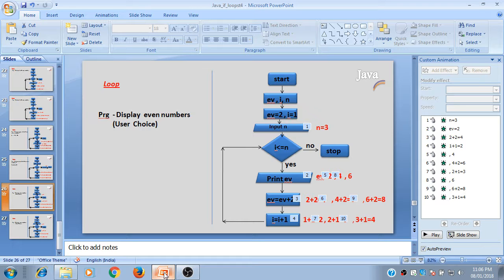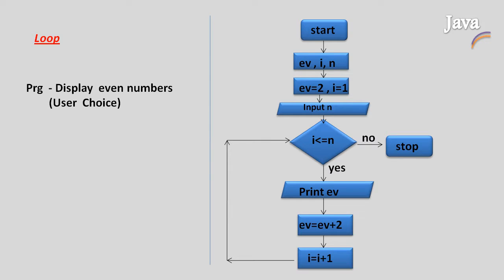Today I am going to explain another program of loop, and I am going to explain with the help of the flowchart. Now this is the program of display even numbers, and if you see, it is written user choice. So the meaning of user choice is that if I want to display 5 even numbers, it's going to display 5 even numbers. If I want to display 10 even numbers, it's going to display 10 even numbers. If I want to display 100, it's going to display 100 even numbers.